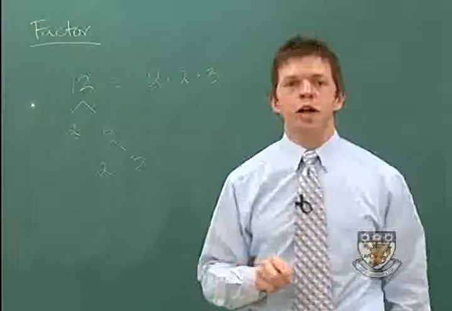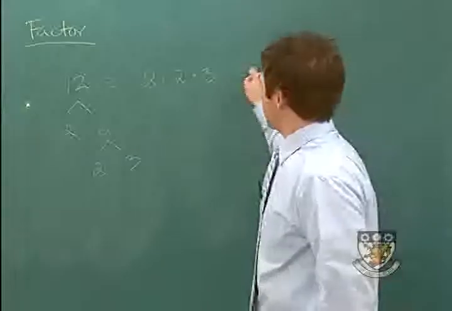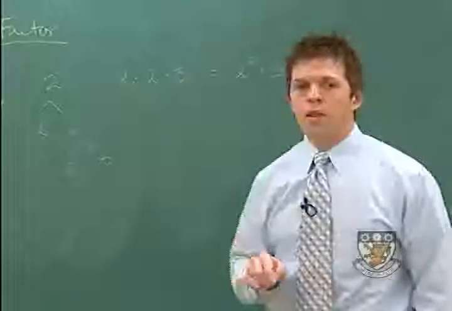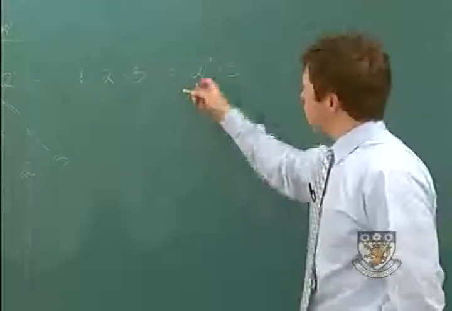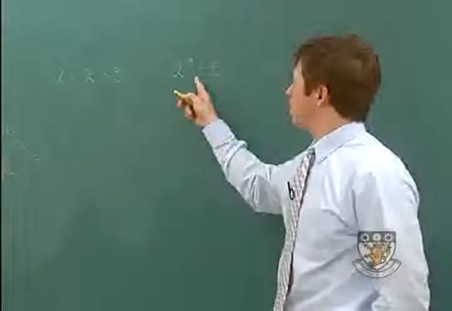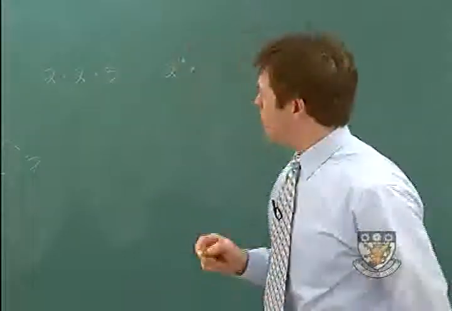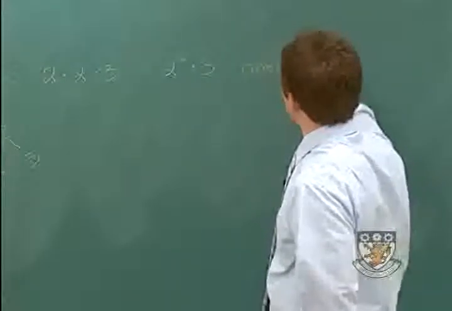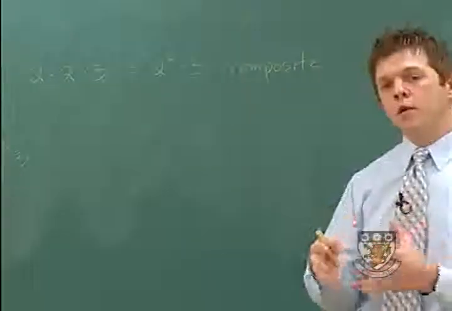2 times 2 times 3. Now we already learned a shorter way to write that with exponents: 2 squared times 3. Those are the factors. If somebody were to ask you to write the factors of 12, 2 times 2 times 3, or 2 squared times 3, are the factors of 12. This number right here is called a composite number. Just like it sounds, it's composed of other numbers.